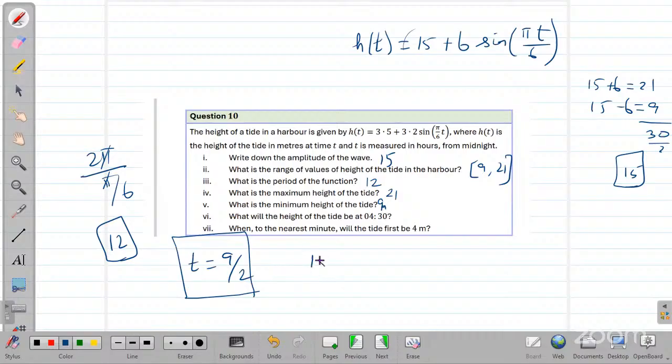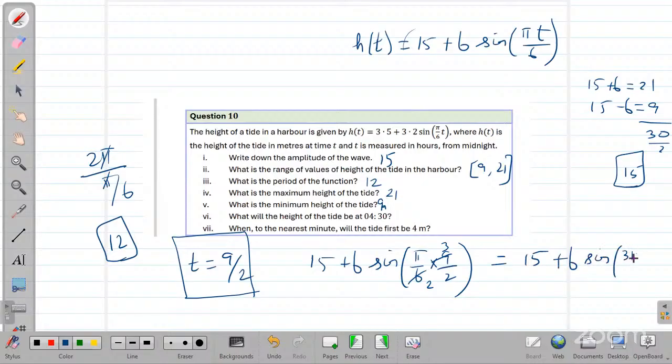So how much will you get? 15 plus 6 sine of pi over 6 times 9 over 2. So it will be 3 pi over 4. How much is it? 15 plus 6 sine of 3 pi over 4. Is that right? 3 pi over 4 is less than pi. So it's a positive quantity. So 15 plus 6 times 1 over root 2. 15 plus 3 root 2.